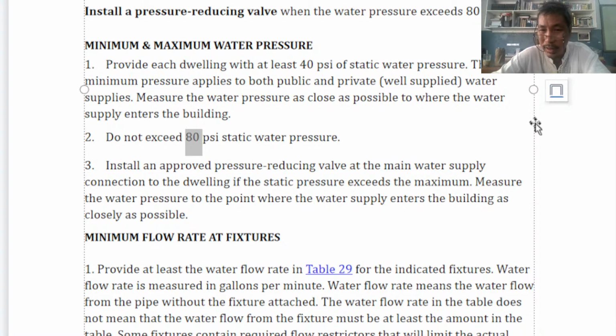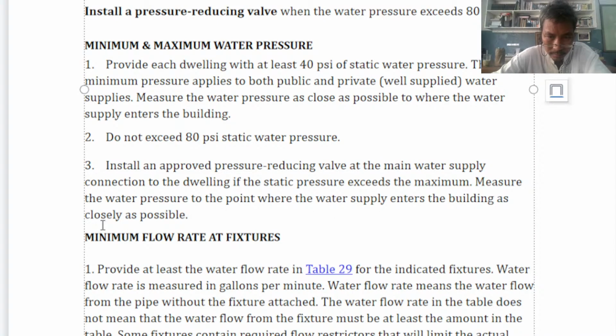A supply of 80 psi is nearing the dangerous level of bursting. So install an approved pressure reducing valve. That's why we need a pressure reducing valve, to avoid the danger of bursting. That is the countermeasure in order to prevent bursting. We need a pressure reducing valve if we know that the pressure is nearing 80. So 40 to 60 maybe is the normal. Install that if the static pressure exceeds the maximum. So this is the maximum, this is the minimum. Measure the water pressure as close as possible to the point where the supply enters the building.